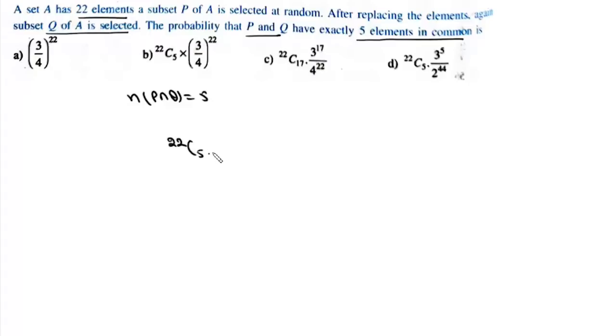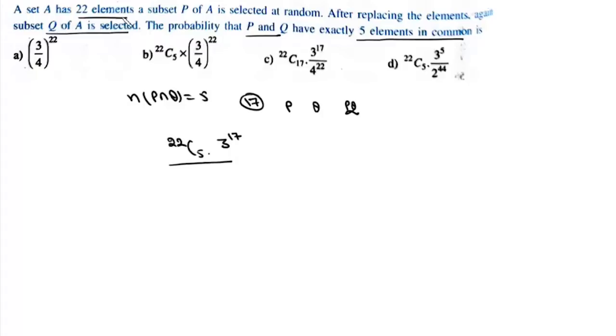Now we are left with the remaining 17 elements. And for each of these remaining 17 elements, we have 3 choices. Either each element may go to P or Q or neither P nor Q. So there will be this 3 to the power 17.